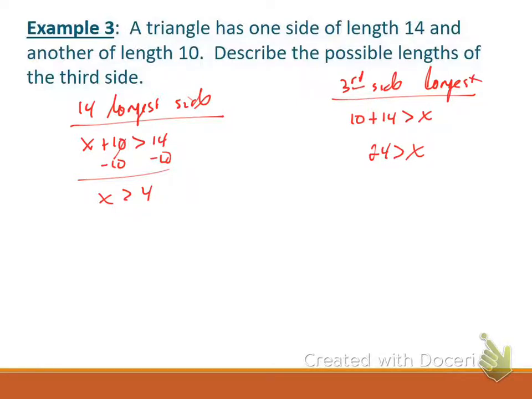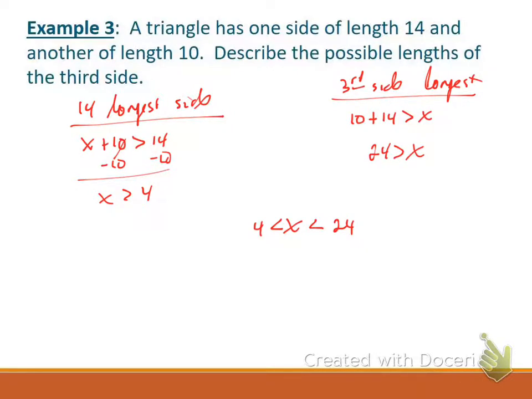You can actually write this as a compound inequality. So x has to be greater than 4, but less than 24. Not equal to. It can't be 4 and it can't be 24, but we can go all the way up to 4 and 24. We'll go all the way down to 4, go up to 24. So there's a minimum and a maximum for this third side length. Okay? Does that make enough sense?